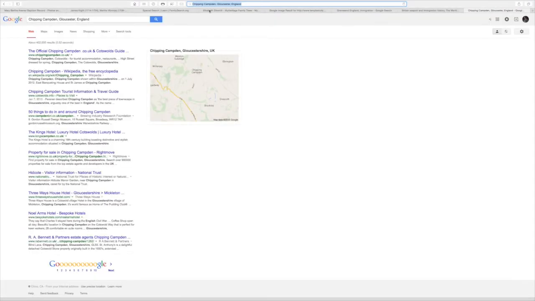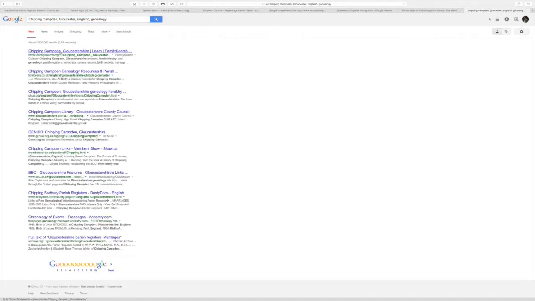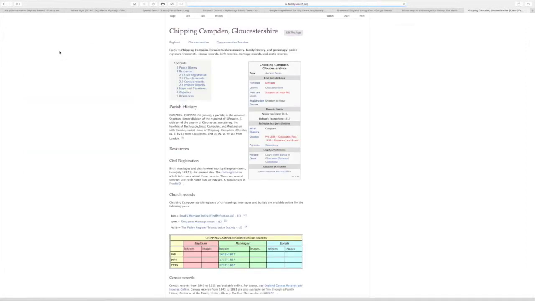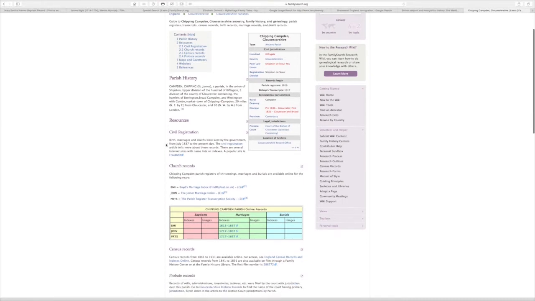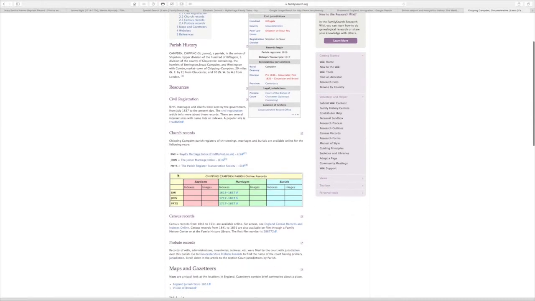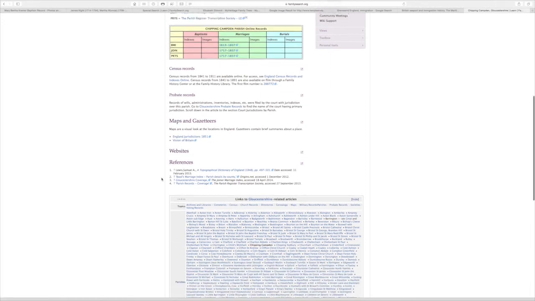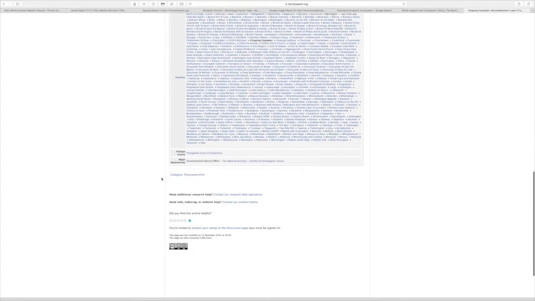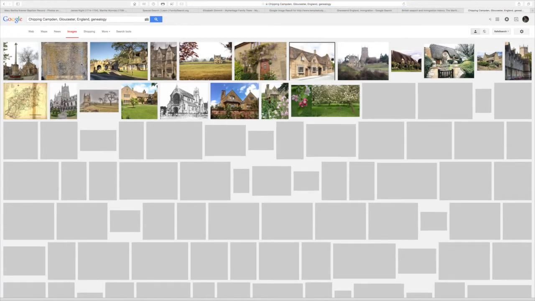And I like to throw, as always, genealogy on there. And we see FamilySearch itself has a nice site that tells you about it. So it'll give you the parish history down here, different registrations, different links. This is great. Parish Register Transcription Society, nice. Maps and gazetteers, websites and different references. So that's great. And as always, I like to look at images and see what's there.